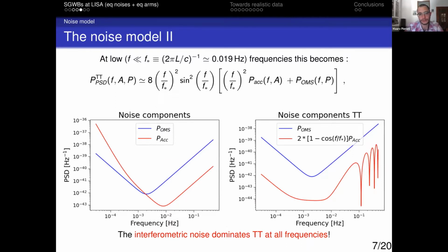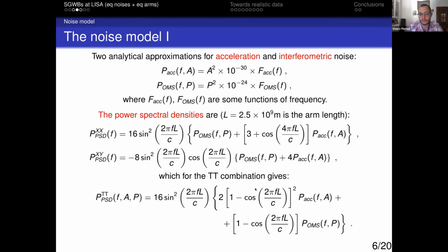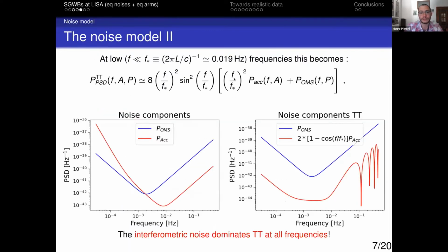If I expand this term here for TT, on the other hand, I get basically this factor, which is f over f star, frequency over f star. f star is the characteristic frequency of the instrument, which is 0.02 hertz. If I plug this factor here, basically I can see that the acceleration noise component is suppressed compared to interferometric in TT. This was also shown by Martina in her talk before.